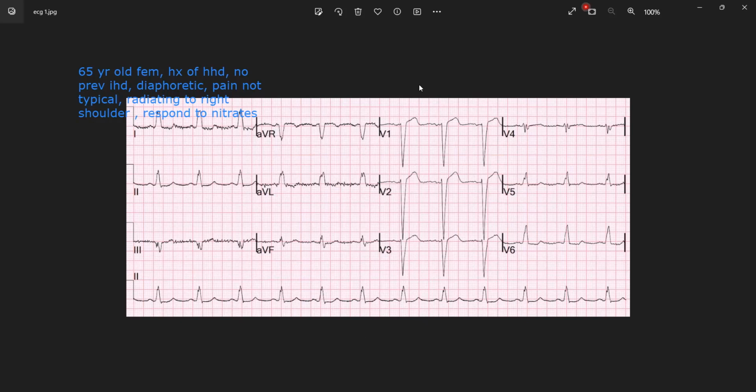Anyway, I hope you guys enjoyed that. Lovely little ECG that just gives us a good insight into what we can see in real life when we are in our practices, be it private, in an emergency department. These are the things that you can face.